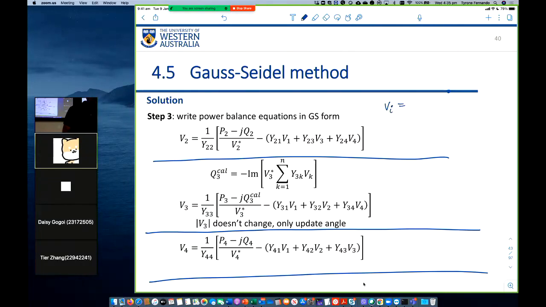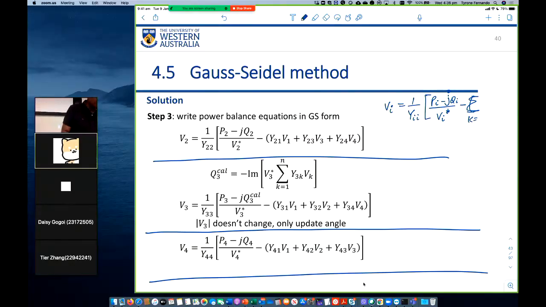Vi equal to Yii, and then Pi minus jQi divided by Vi star, minus the sum of k equal to 1 to n, k not equal to i, Yik times Vk. That's it.